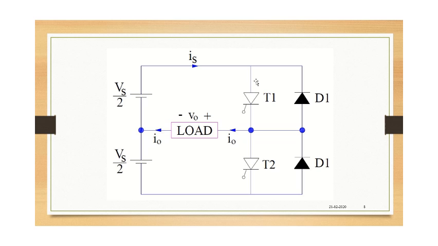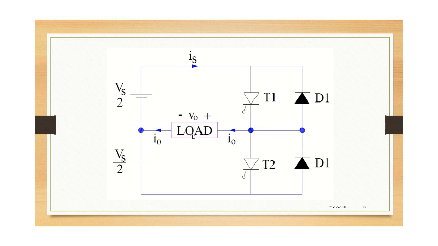Okay, so the switches T1 and T2 are gate commutated devices. They can be BJTs, MOSFETs, GTOs, or IGBTs. Here thyristors are shown, so T1 and T2 are used. When these switches are closed, there is conduction. That is, the devices will conduct when they are turned on or fired, allowing the current to flow through the circuit.